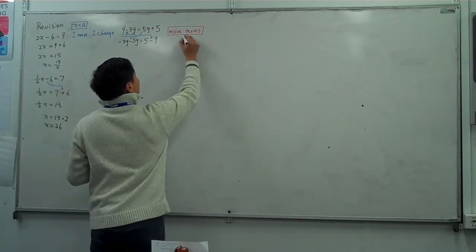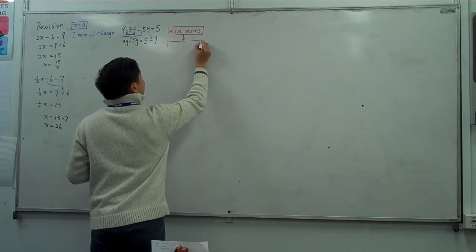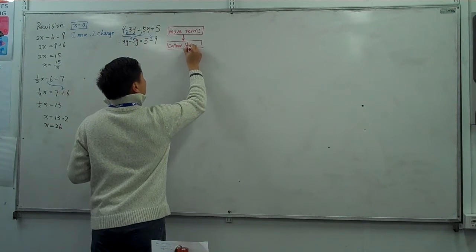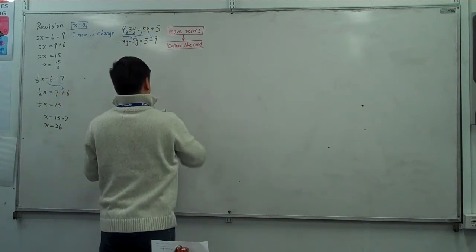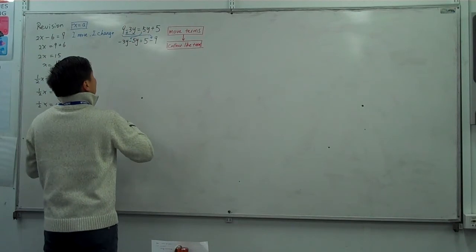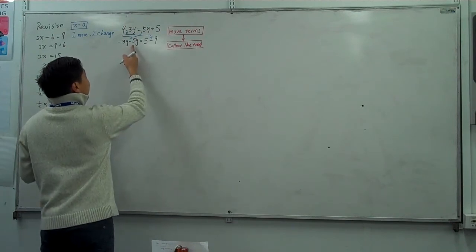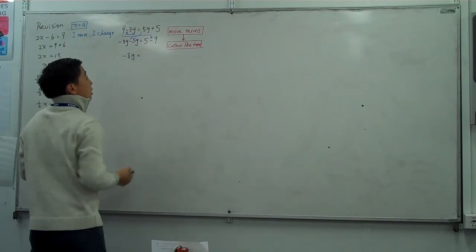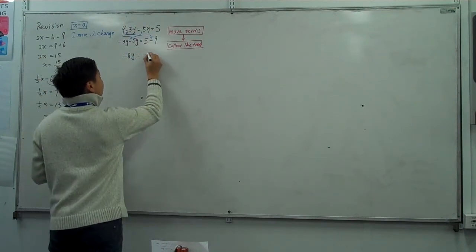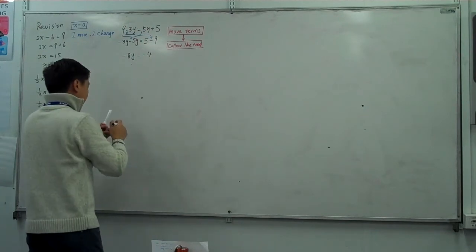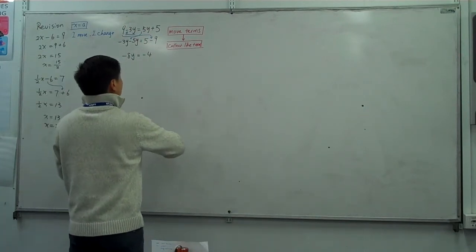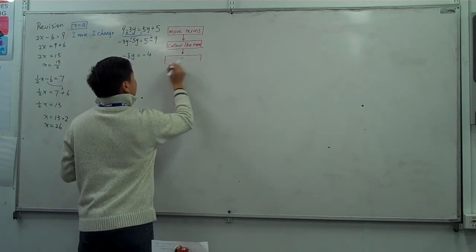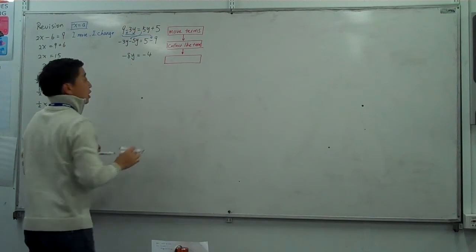Okay. Now, we can collect like terms. Negative 3y take away 5y is negative 8y equals, right-hand side, 5 take away 9 is negative 4. So the next step is we have to find out x. Now this question is y.